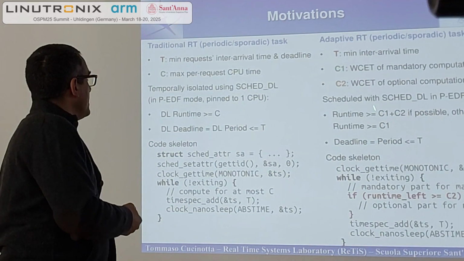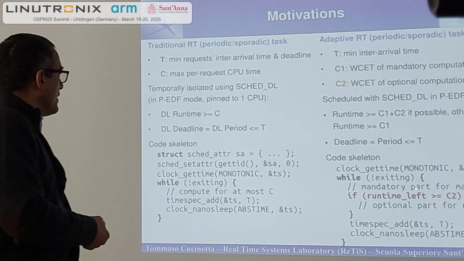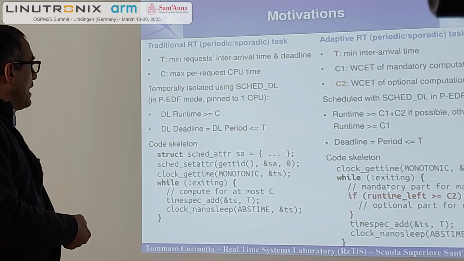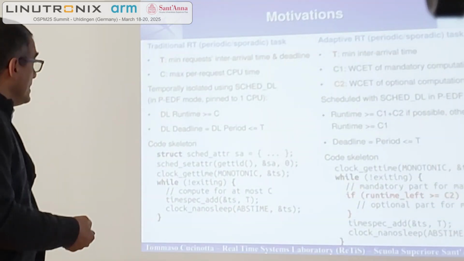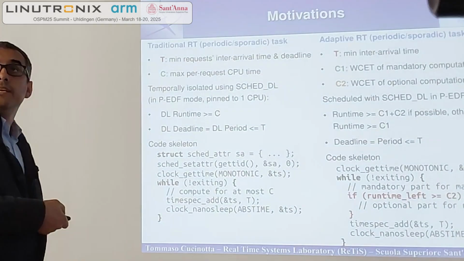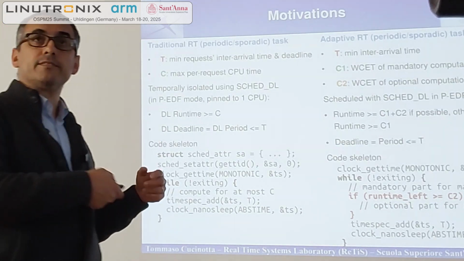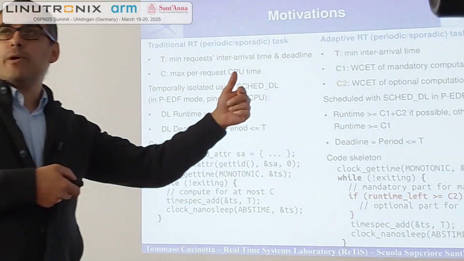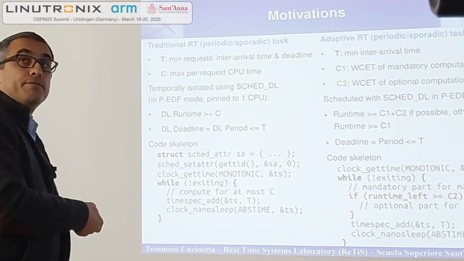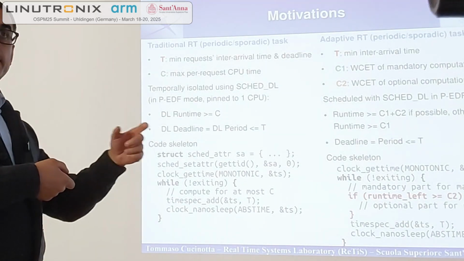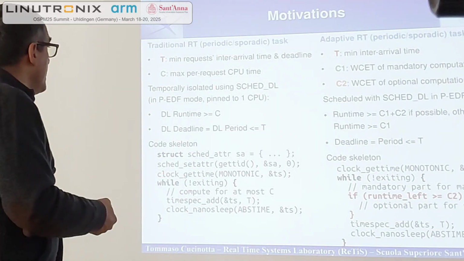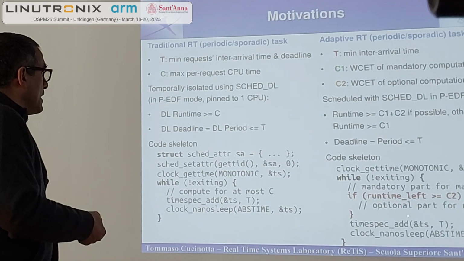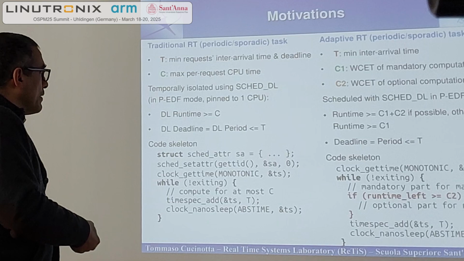So in our code skeleton, I execute a mandatory part of the computation, but then if I have some runtime left, and this is normally something you check not really in wall clock time with the deadline, but normally you need to check your runtime left to know how far I am from being throttled eventually. So if I have enough runtime left, then I do the optional part of computations, then keep going for the next period.